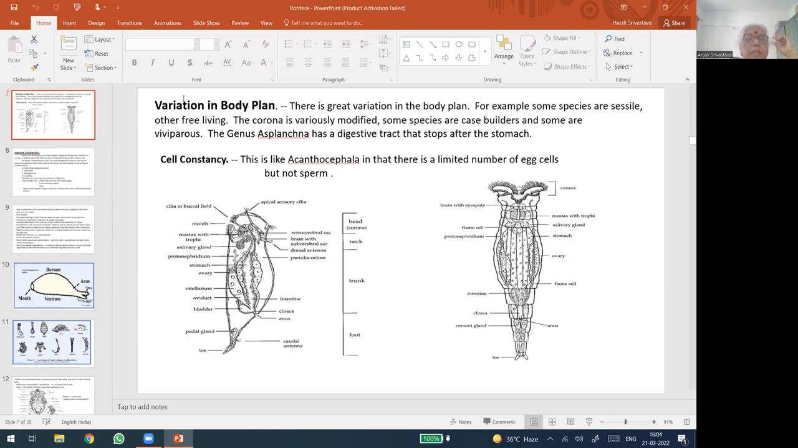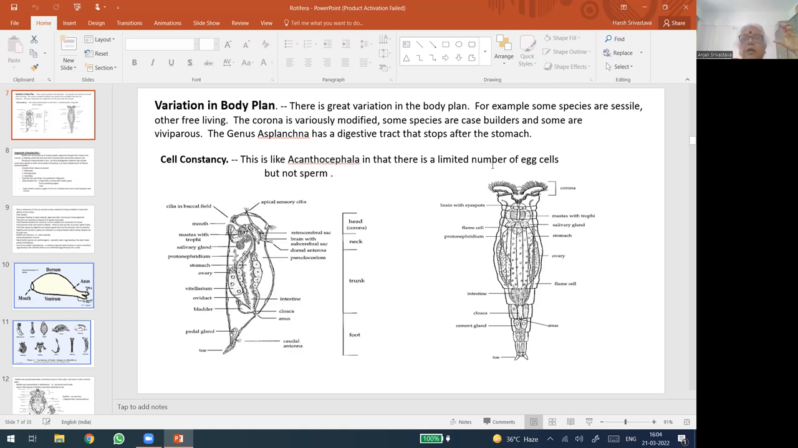Now the generalized body plan shows a number of variations. There is a great variation in body plan. Some species are free living, some are planktonic, pelagic. The corona is variously modified. Some species are case builders and some are viviparous. The genus Asplanchna has a digestive tract that stops after the stomach.